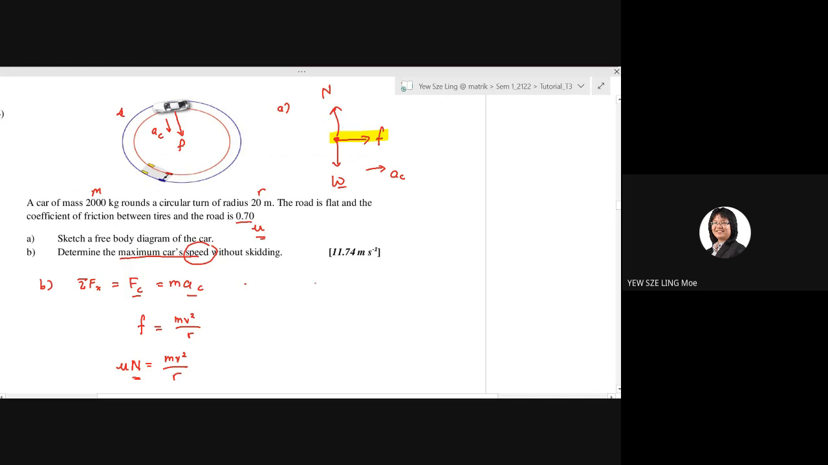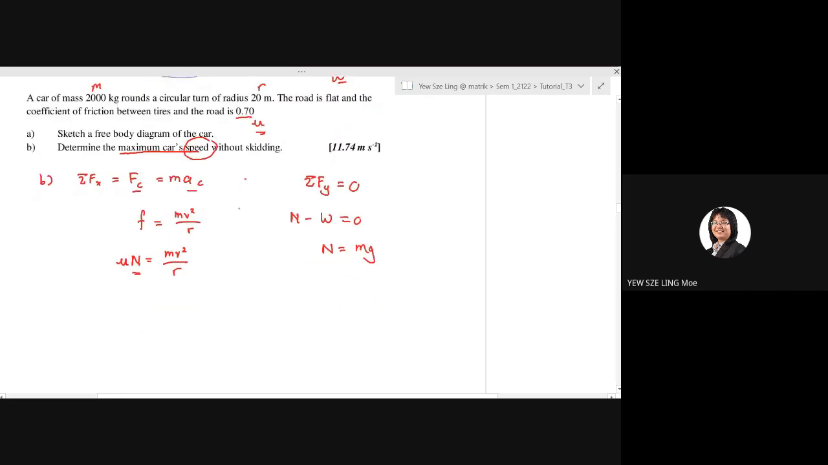Therefore, I'm going to apply Newton's first law, summation Fy equals to 0. Along this vertical component, I have two forces, one going up and the other going down. So what am I going to do? I use n minus w equals to 0. Rearrange the equation, n is then equals to mg. From here, I can determine the value of the normal force, which is equals to 2000 times 9.81, which is then equals to 19620 Newton.